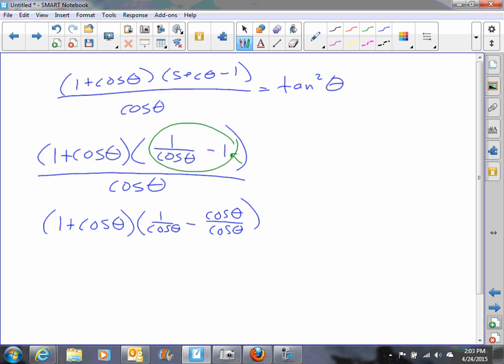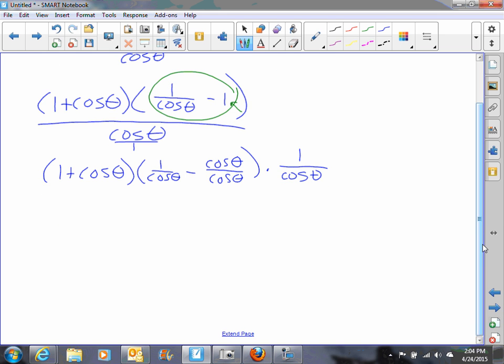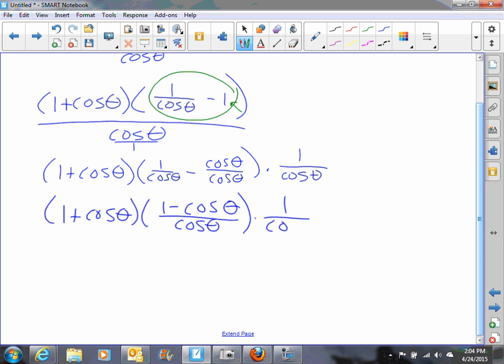Now, let's think of this cosine of theta in the denominator as cosine of theta over 1. And so instead of dividing by the fraction cosine theta over 1, I'm going to multiply by the fraction 1 over the cosine of theta here. Now, a little bit more that we can do here is we can write the first term, 1 plus cosine theta. Now this second one becomes 1 minus cosine theta all over the cosine of theta. And then we're multiplying by 1 over the cosine of theta.